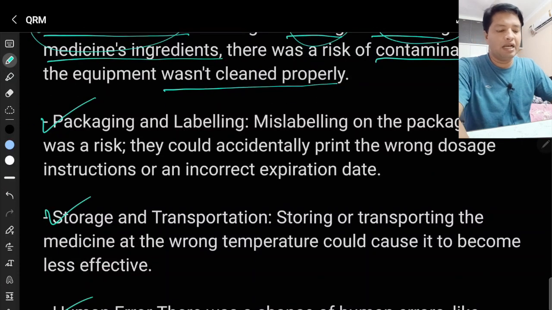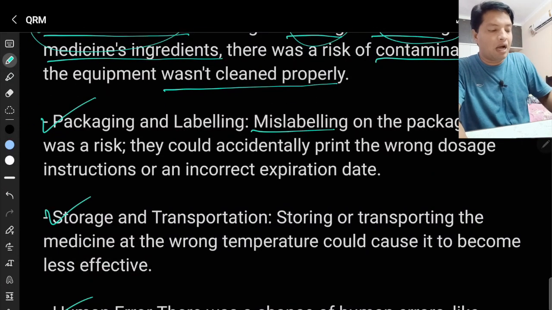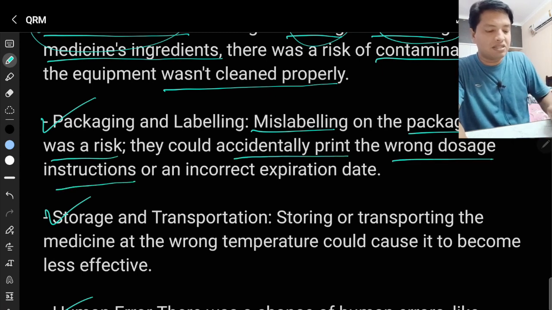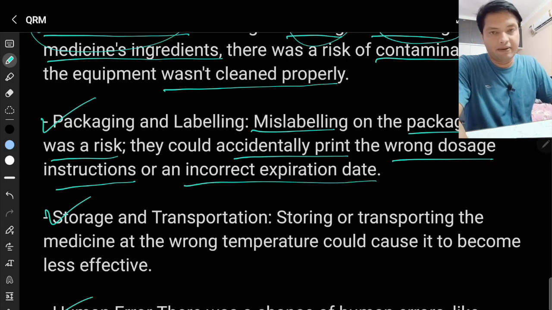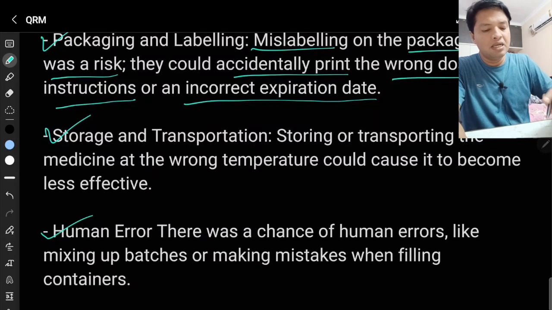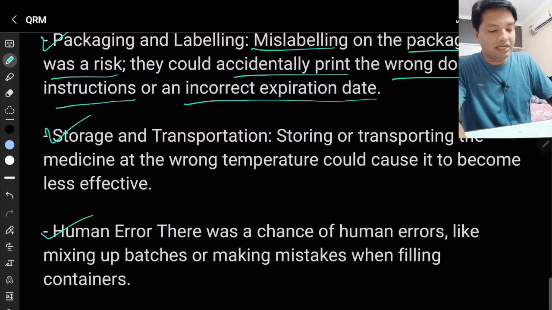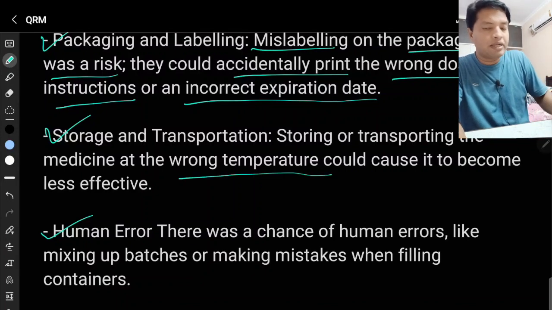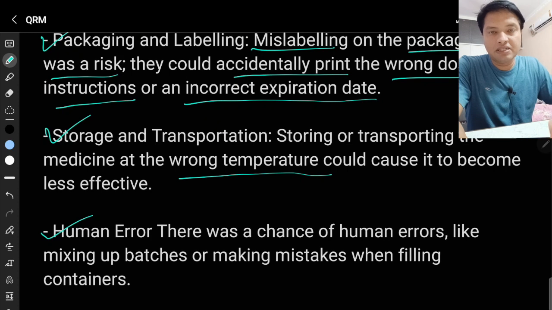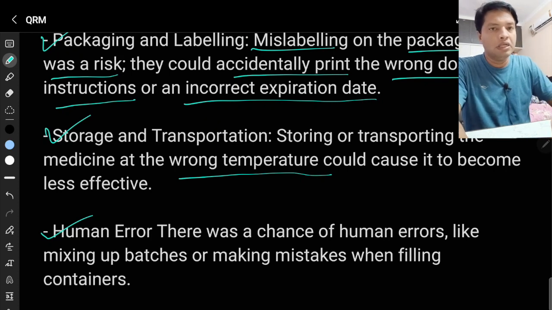Second, packaging and labeling. Mislabeling on the packaging was a risk. They could accidentally print the wrong dosage instructions or incorrect expiry date. Next is storage and transport. Storing and transporting your medicine at the wrong temperature will also lead to deterioration in its quality.